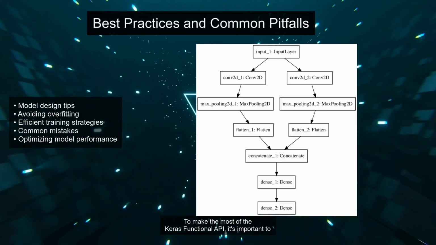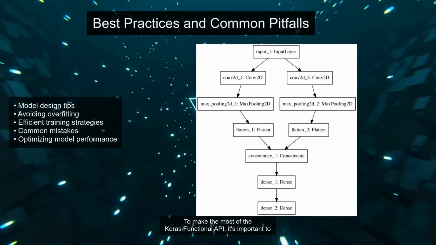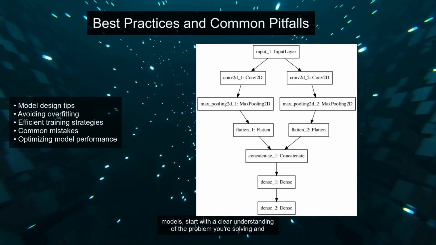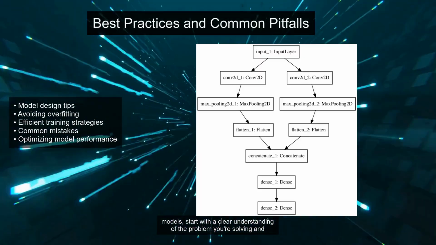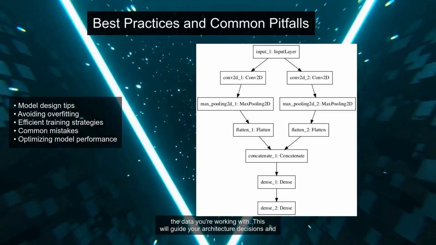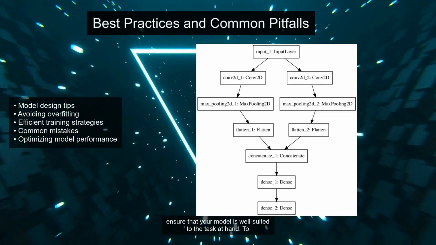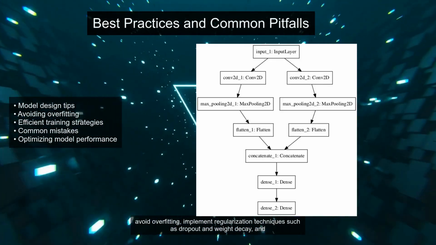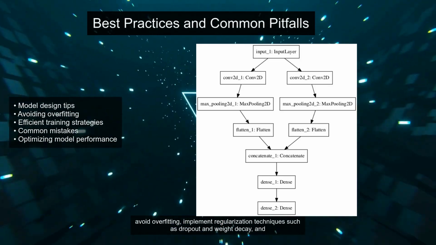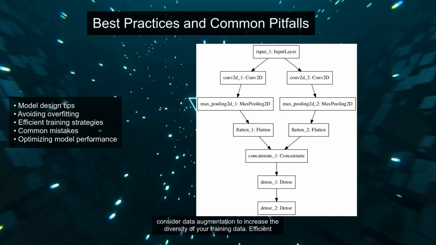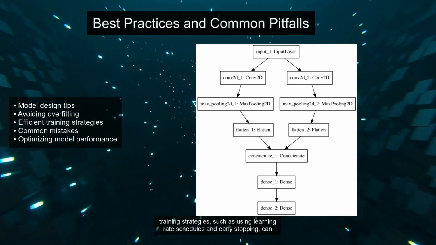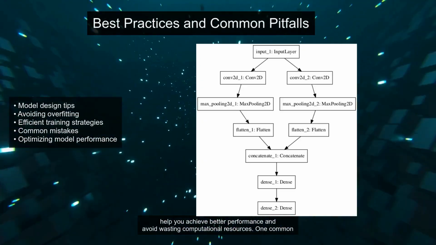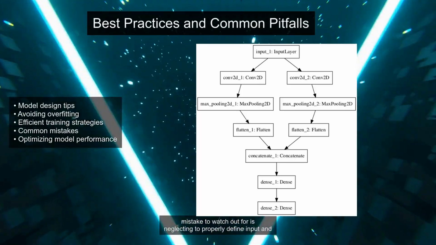To make the most of the Keras Functional API, it's important to follow best practices and be aware of common pitfalls. When designing your models, start with a clear understanding of the problem you're solving and the data you're working with. This will guide your architecture decisions and ensure that your model is well suited to the task at hand. To avoid overfitting, implement regularization techniques such as dropout and weight decay, and consider data augmentation to increase the diversity of your training data. Efficient training strategies, such as using learning rate schedules and early stopping, can help you achieve better performance and avoid wasting computational resources.